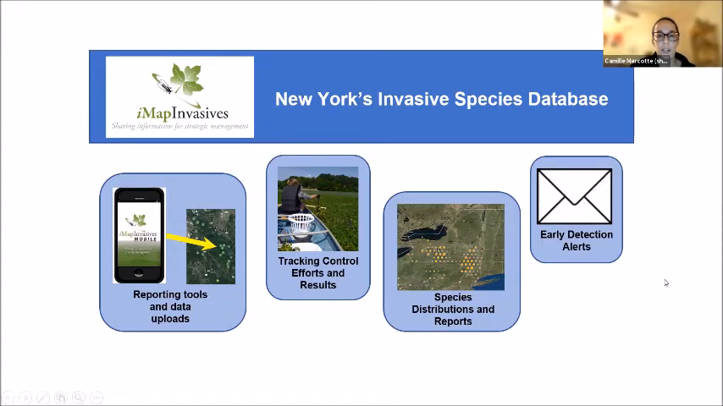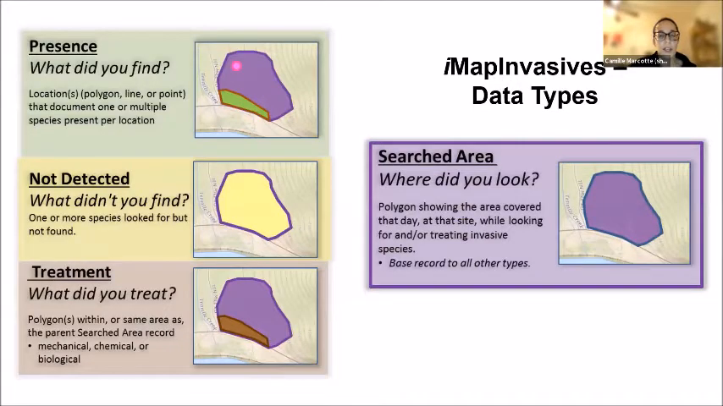If you're part of an organization, you can actually track treatment if you're treating trees or anything like that. So there's a couple different types of data in iMap Invasives. You can track presence. If you found tree of heaven, you could put it in as a point, or if you found a clump, you could do a polygon, or if you found it all along a trail, you could do it as a line. Not detected, so you could say I searched this entire area and I didn't find any hemlock woolly adelgid. Treatment, you could say I searched this entire area and I found hemlock woolly adelgid in this little patch and I treated all of these hemlock trees. And then searched area is the base record to all of the other ones that you're inputting. It's basically where you looked for everything.